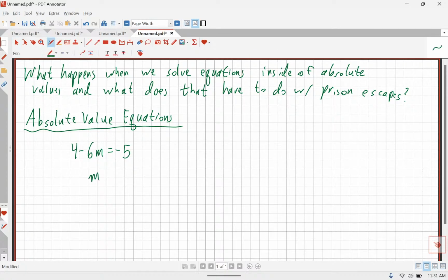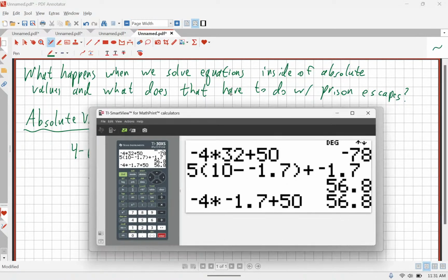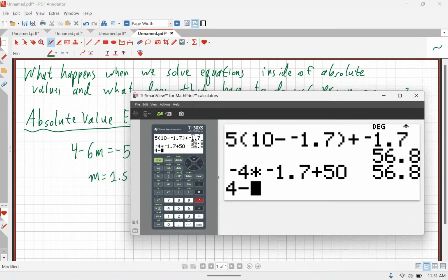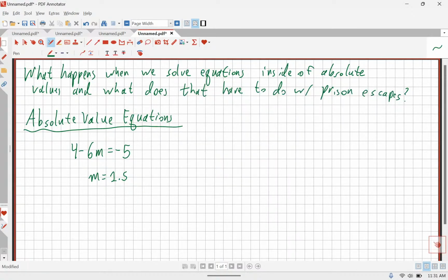That sounds right to me. How many of us got m equals 1.5 for that? Beautiful. Now, here's what that means. That means that when m is 1.5, this statement is true. When I ask what 4 minus 6 times 1.5 is, it's negative 5. That's what made that true, which is why this does something interesting.